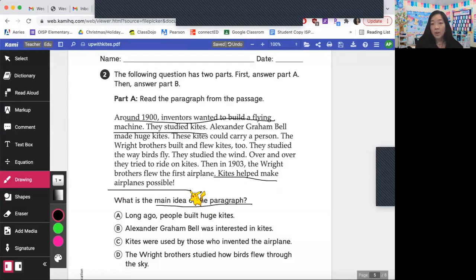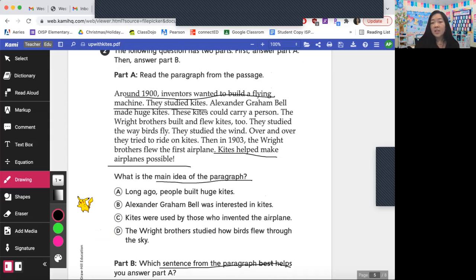So this whole paragraph is all about people wanting to build a flying machine and how, when they studied kites, they were able to build flying machines like the airplane. So what do you guys think is the best choice? What is the main idea of the paragraph? You can either type it in the chat or you can unmute. Long ago, people built huge kites. Alexander Graham Bell was interested in kites. Kites were used by those who invented the airplane, or the Wright brothers studied how birds flew through the sky. Which of those do you think is the main idea?